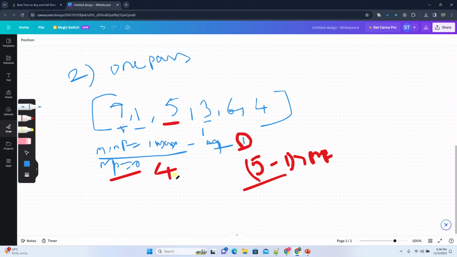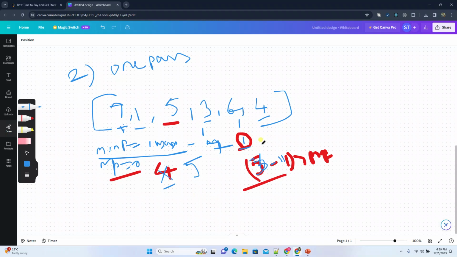Now the price is 3, the minimum price is 1, and the maximum profit is 4. So now again we will check. This value 3 is greater than the minimum value we have, so we will check 3 minus 1 is 2. Is 2 greater than the maximum value, which is 4? No. So we'll skip that. It will come here to 6. The minimum value is still 1. It will check 6 minus 1 is 5. 5 is greater than 4. Correct. In this position the maximum profit will become 5.